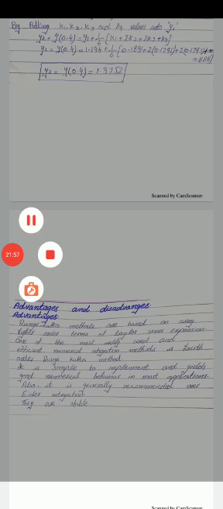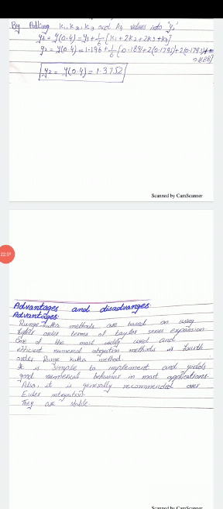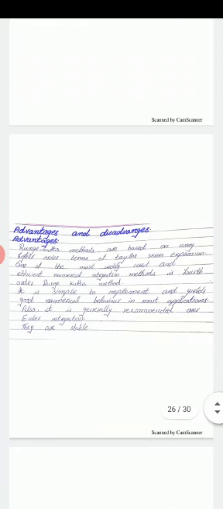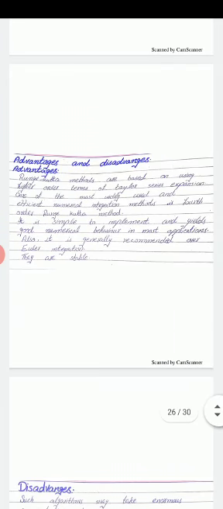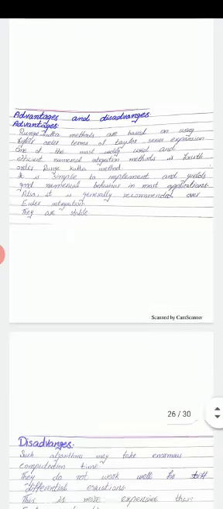And now we will move towards our next topic, which is advantages and disadvantages. First of all we will discuss the advantages. Runge Kutta methods are based on using higher order terms of the Taylor series expansion. One of the most widely used and efficient numerical integration methods is the fourth order Runge Kutta method. It is simple to implement and yields good numerical behavior in most applications. It is also generally recommended over Euler integration. They are stable.